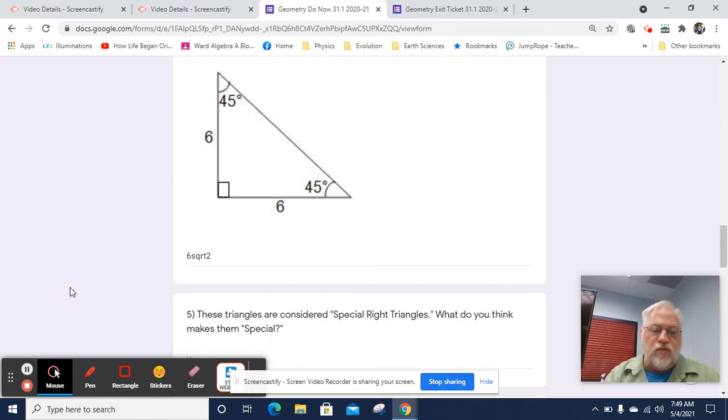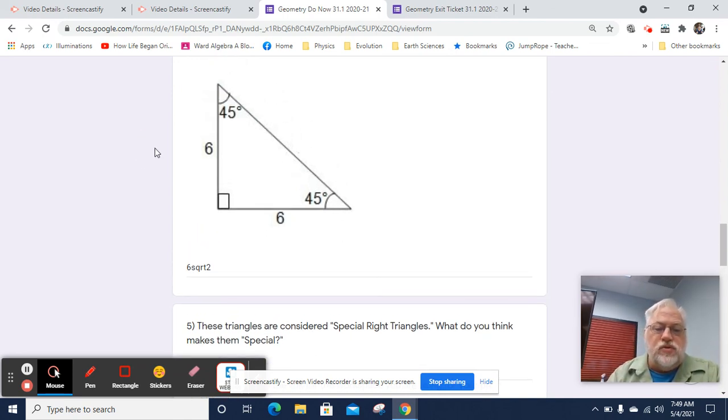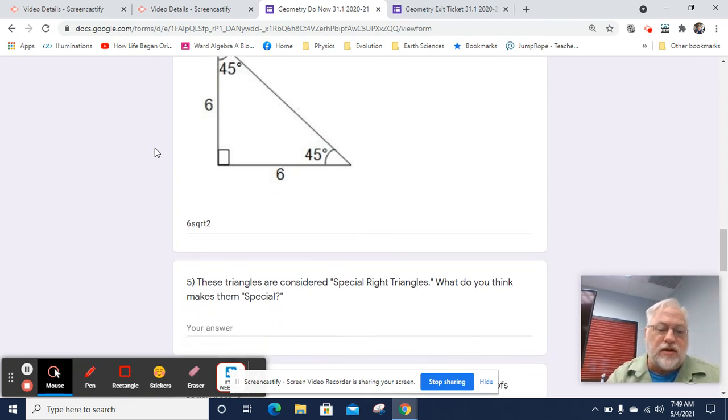So what makes them special, actually? Well, there's a couple things. They're easy to work with because they're going to show up a lot in proofs and also in trigonometry. This is a 45-degree angle, a 30-degree angle, a 60-degree angle, and a 90-degree angle. So we have these relationships of very common, basic angles that we're going to deal with, and we can use them as special cases that will help us work out more complex problems.